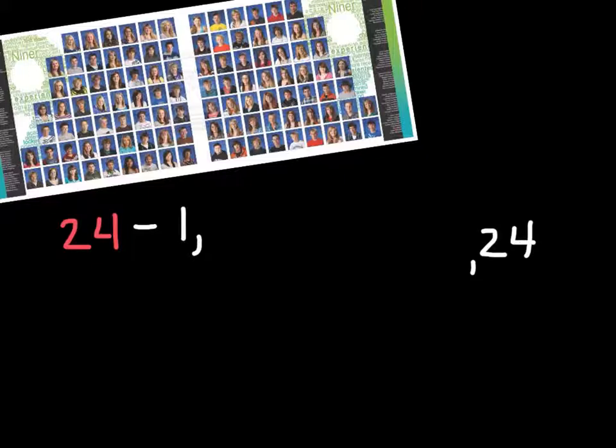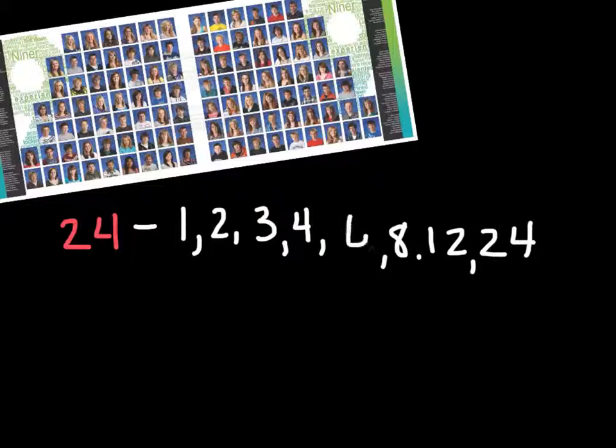Moving up number by number, let's go to 2. 2 also fits equally into 24. It goes in 12 times. 3 is also a factor of 24. 3 times 8 is 24. 4 is a factor of 24. 4 times 6 is 24. We know we're finished because these two numbers times one another equal the number we're factoring. So here is our list of factors: 1, 2, 3, 4, 6, 8, 12, and 24.